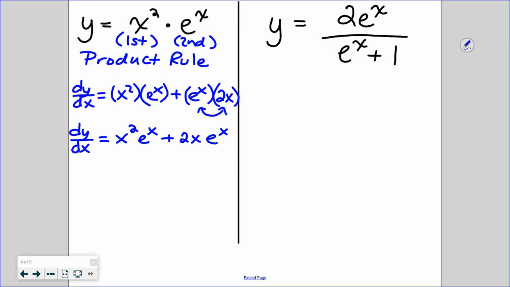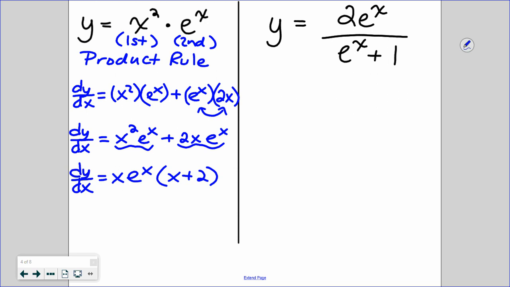And then, because factored form is simplified form, we might just factor here. Looking at each term, we can factor out an x, and we can factor out an e to the x. From this term, the only thing left is an x, and from this term, the only thing left is 2. So we get x e to the x times (x plus 2). Okay, so think about factoring in order to simplify.